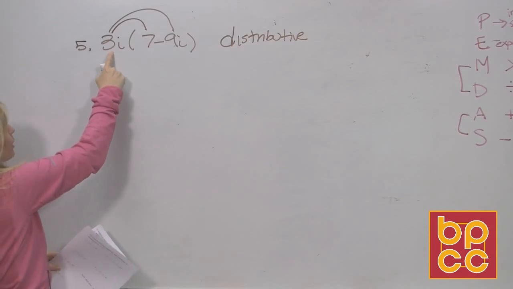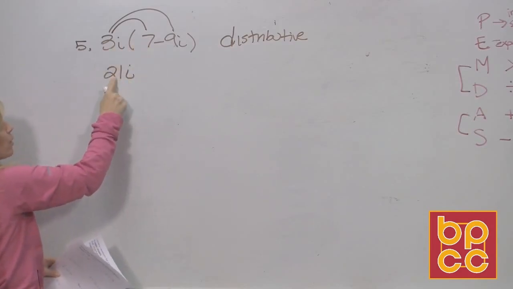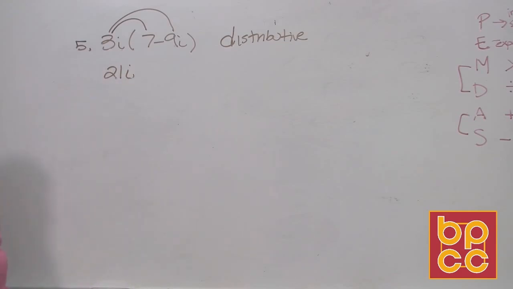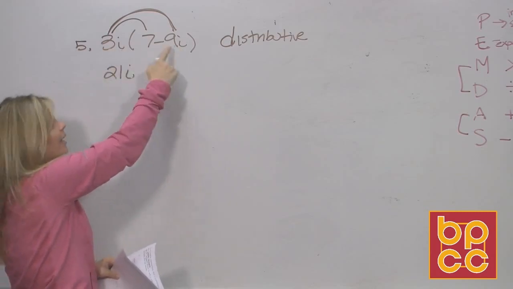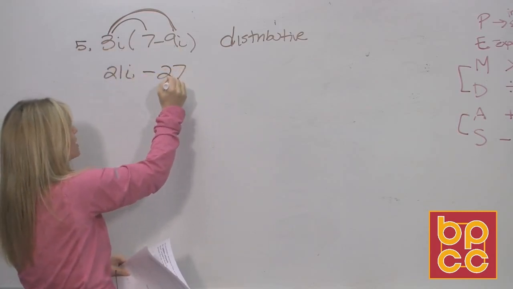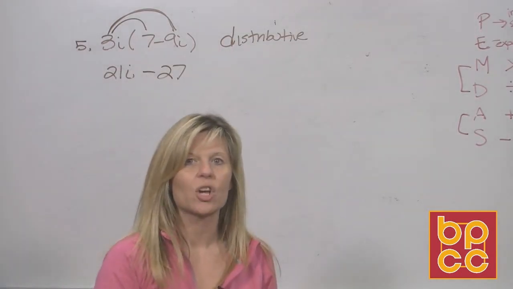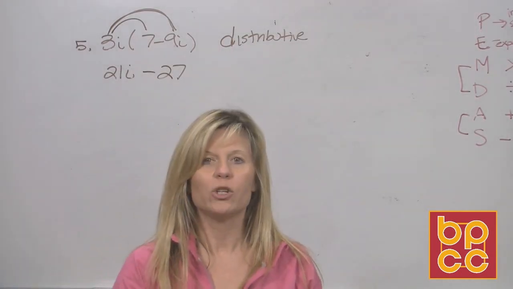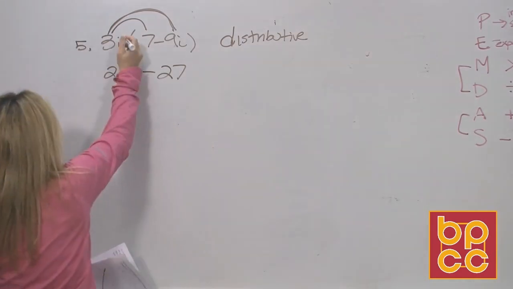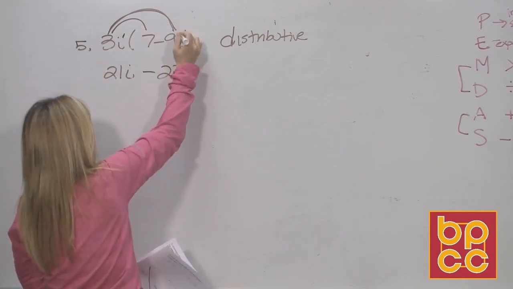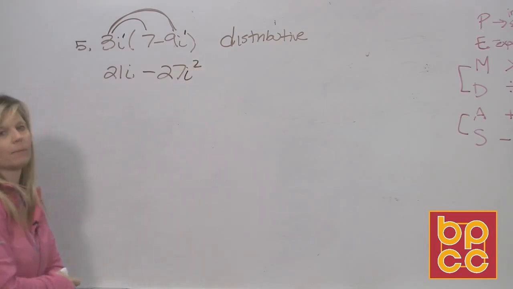All right. 3i times 7 is 21i. 3 times 7 is 21, and you need the i. Now pay attention. We're going to multiply 3i times negative 9i. 3 times negative 9 is negative 27. i times i is the same thing as x times x. So you learned in basic algebra, when you multiply variables, you add the exponents. There's an invisible exponent of 1 on each i here. So i times i is always going to be i squared.